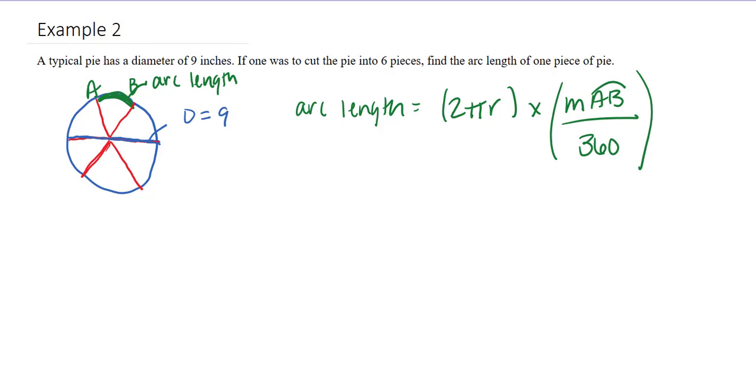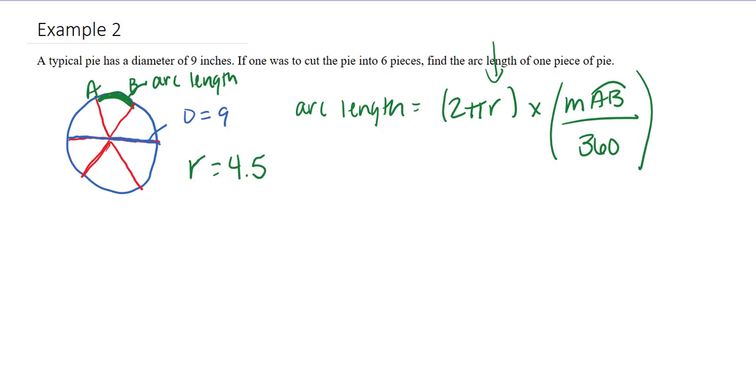But let's go back and let's start to fill in our variables. So what's r? Well, r is going to be half the diameter. So if we go 9 and divide it by 2, we get our radius. So we get 4.5. Now, we have 2, we have pi, we know what that is. Now we need to know what the measure of AB is.